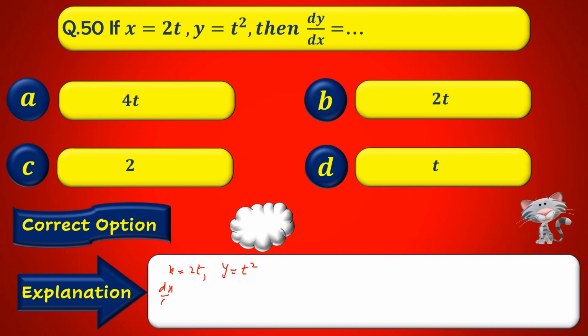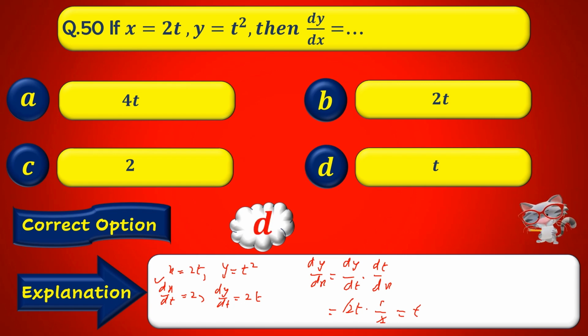We find dx by dt, which is 2t, and dy by dt, which is 2t. We apply chain rule and get dy by dx is equal to dy by dt into dt by dx. dy by dt is equal to 2t and dt by dx is obtained by taking reciprocal of dx by dt, which is 1 over 2. Cancel 2 with 2 and we get t. Therefore, the correct option is option D.